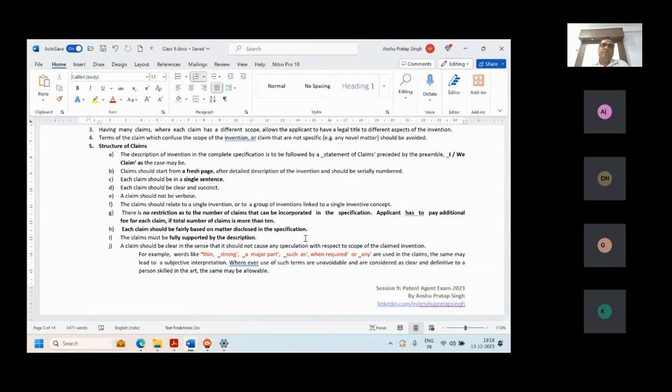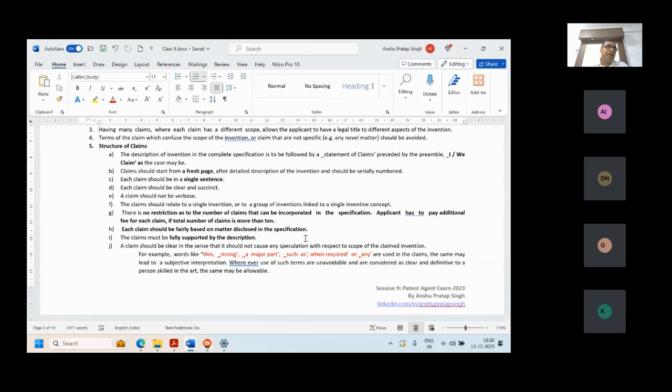Then, claims should always start from a fresh page. Please remember, in the exam also, you should start from a fresh page. Claims should start after the detailed description of the invention, not before that, and should be serially numbered, that is 1, 2, 3, 4, 5, 6. Each claim should be a single sentence. That means it should not be a paragraph. It can be a long sentence which looks like a paragraph, but it should be a single sentence. That means there should be only one full stop. You start and you end. And in punctuation, you will use comma, semicolon, colon, everything.